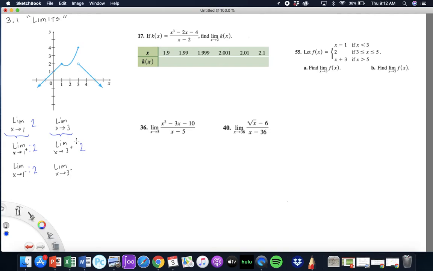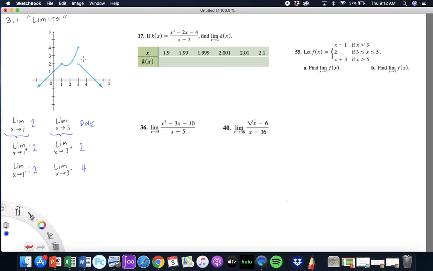If I'm approaching from the left, you'll notice that as I get closer, 2.99, 2.9999, 2.99999, I'm getting closer to 4. So when I look at coming from the right and coming from the left, because they are different, the limit does not exist. These are the building blocks of making the assumption of the limit. If they are the same, then that is the limit. If they are different, then the limit does not exist.